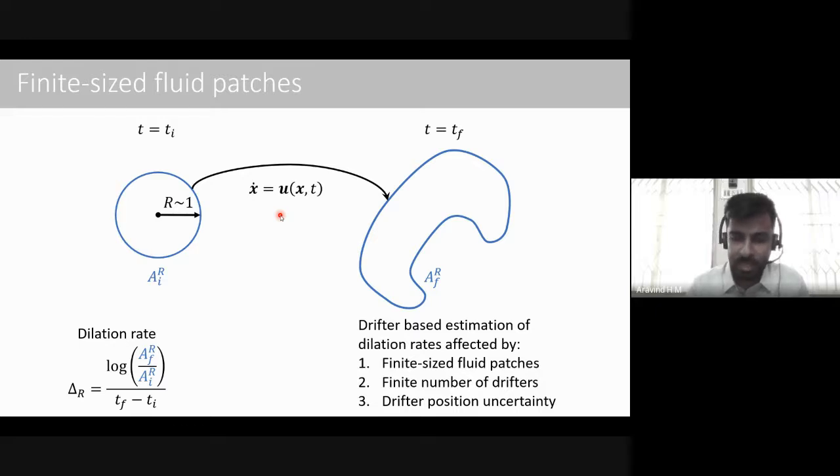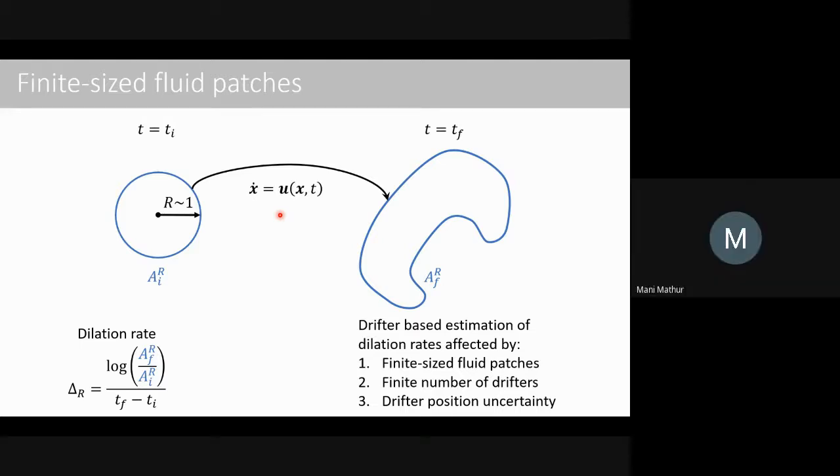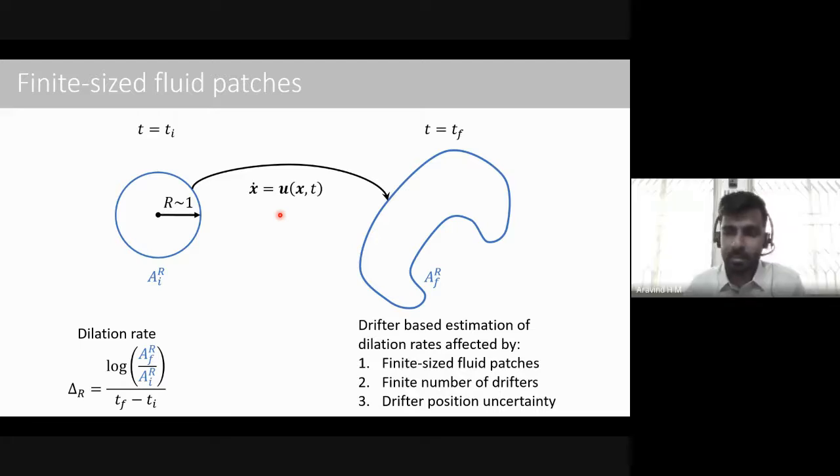I basically did an analysis to quantify the extent of error when I do these drifter-based estimation of dilation rates. Once again, I would like to pause for a bit in case any of you have questions. If not, we can go ahead. There are a couple of questions in the chat box, Aravind. Can you see it? Oh, yes.